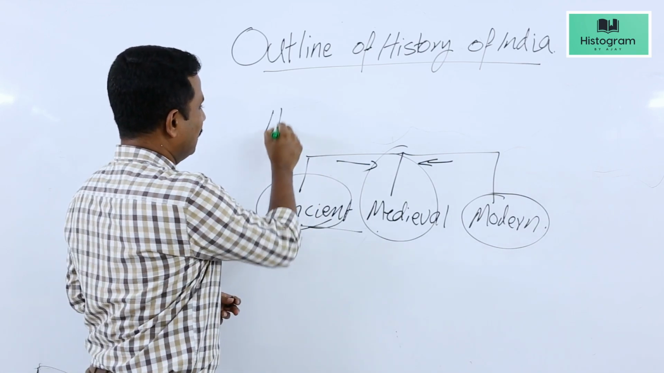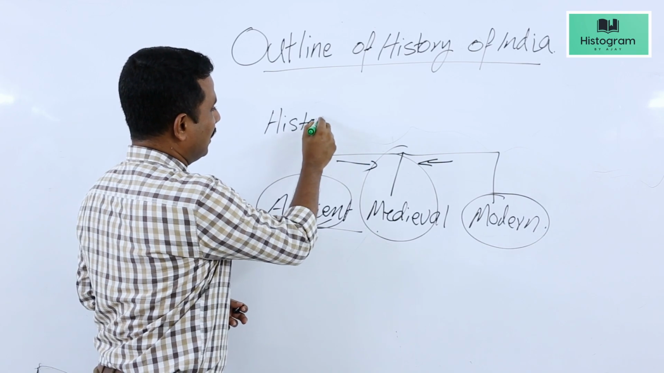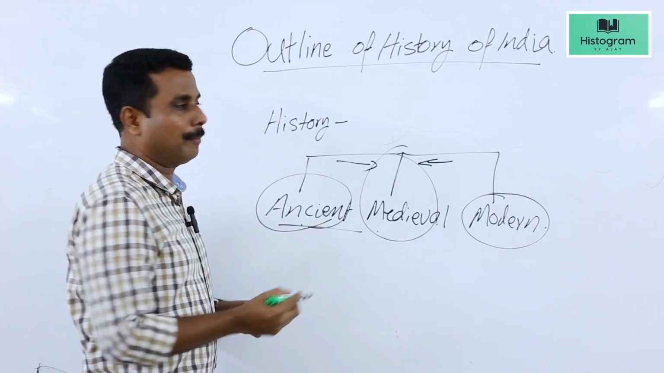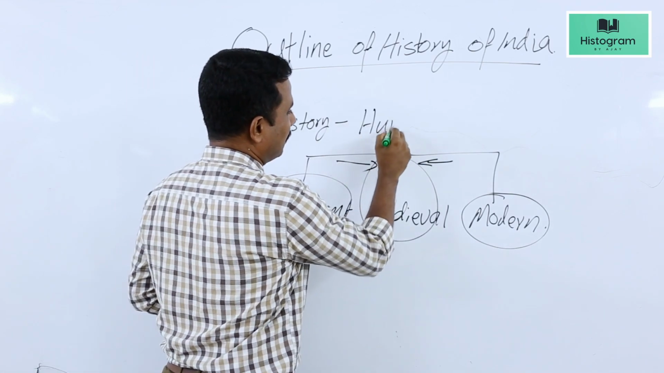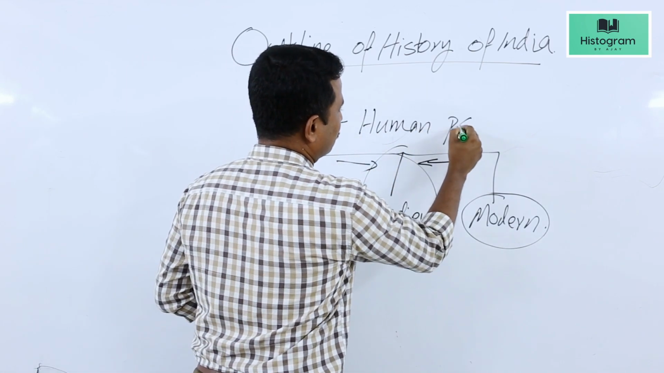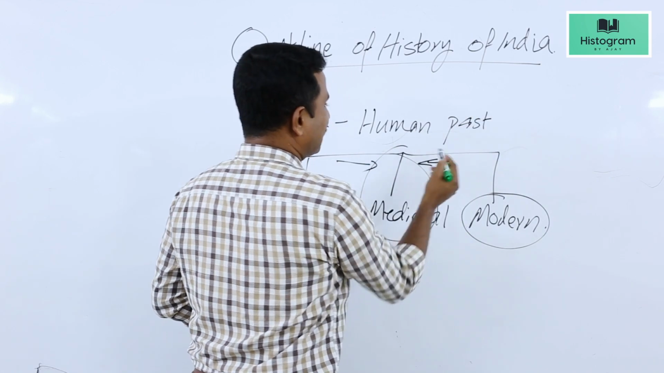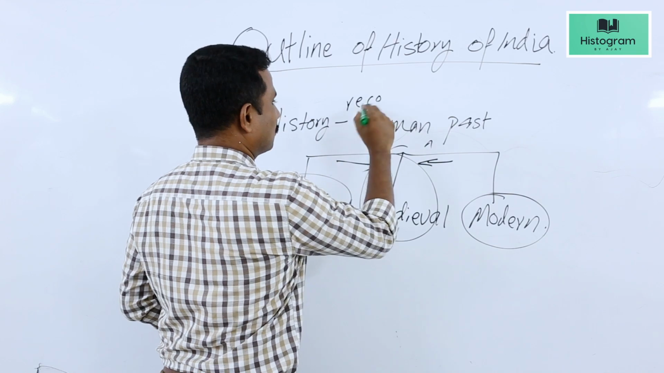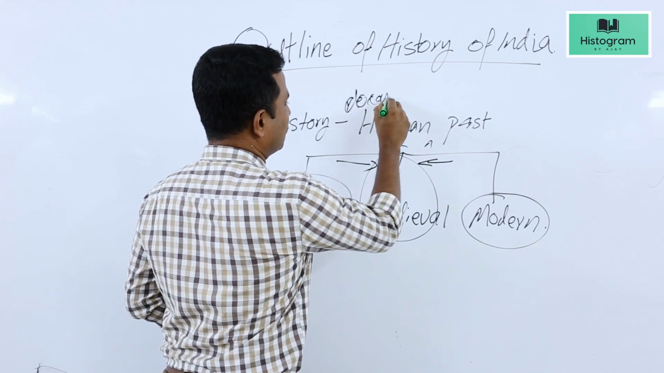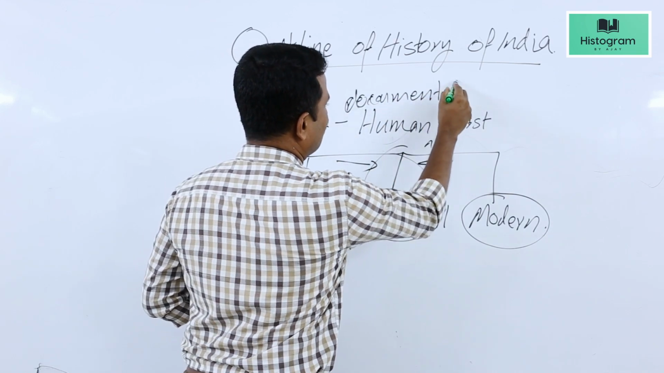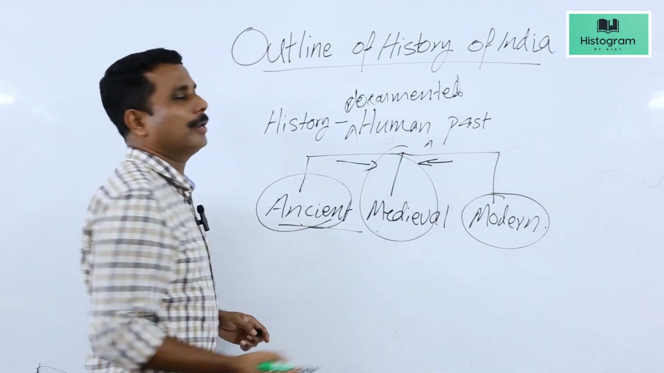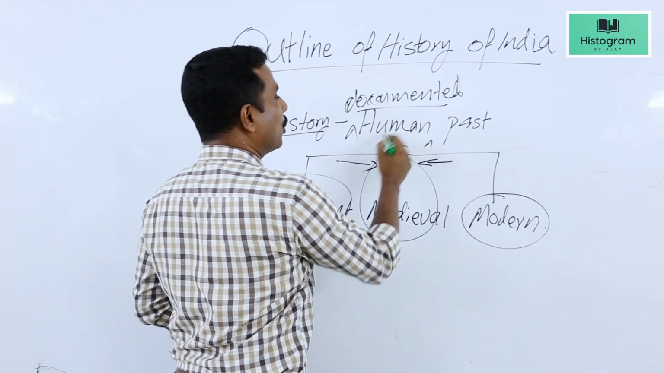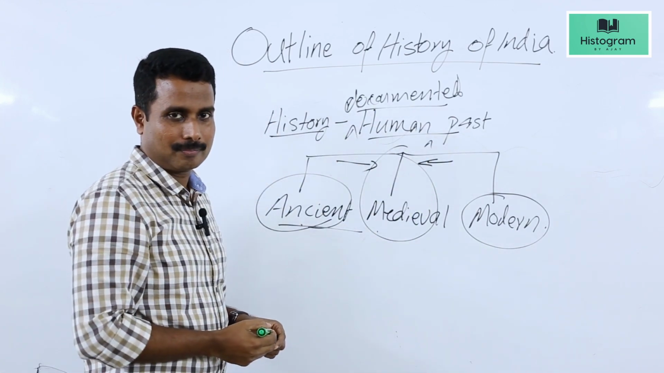For example, history. As I told you in the last video, it is a study of human past. But exactly, it is the study of recorded or documented human past. That means history means the study of documented human past.